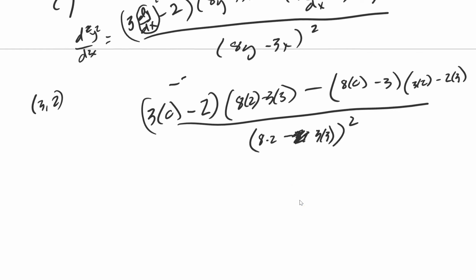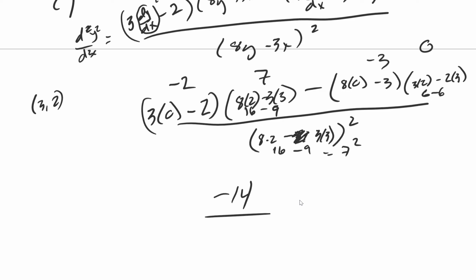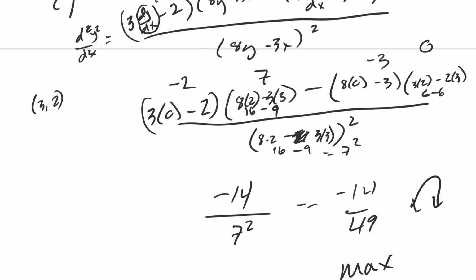So this is going to be negative 2. That's going to be 16 minus 9. I can do math. That's going to be 0 for the next part, it's going to be negative 3, and 6 minus 6 is 0. So I get negative 14 over (16 minus 9), so 7 squared. So I get negative 14 over 49. That's negative, and that's all I care about. It means it's opening down, so we have a max. Whew, that is it.